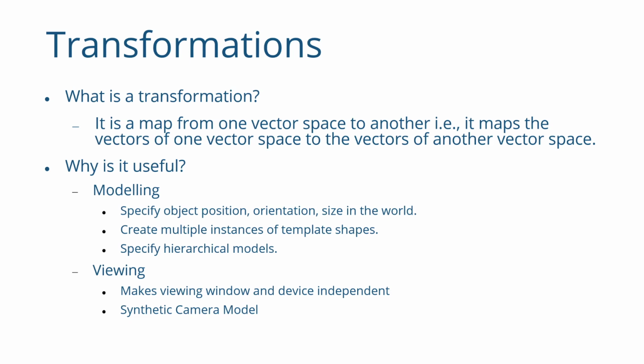Why are transformations useful though? Transformations are used in graphics for two primary purposes, both modeling and viewing. Modeling involves moving objects around, changing their orientation, changing their size and scale. This helps us create multiple instances of template shapes during modeling. For example, you might have one template model of a chair, and you can create multiple copies of this at various positions and orientations by using transformations.